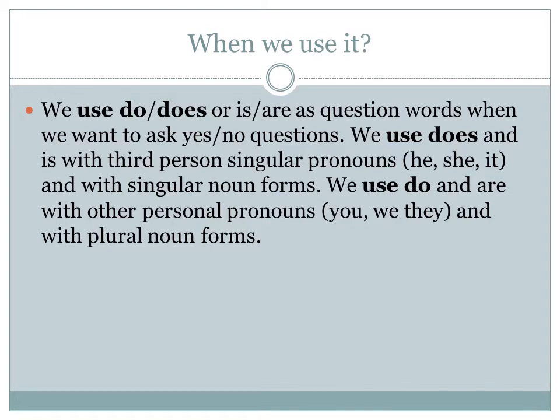When do we use it? We use do and does, or is and are, as question words when we want to ask a yes or no question. We use does and is with third person singular pronouns, for example, he, she, and it, and with singular noun forms. But we use do and are with other personal pronouns, you, we, they, and with plural noun forms.